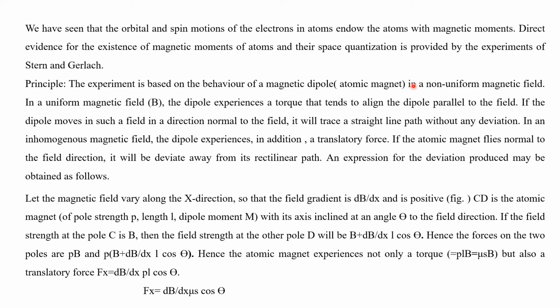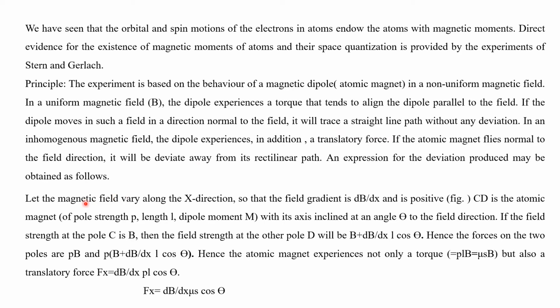In an inhomogeneous magnetic field, the dipole experiences, in addition, a translatory force. If the atomic magnet flies normal to the field direction, it will deviate away from the rectilinear path. An expression for the deviation produced may be obtained as follows.